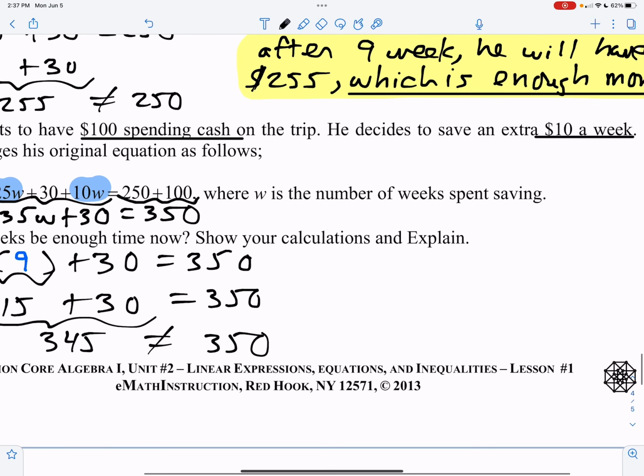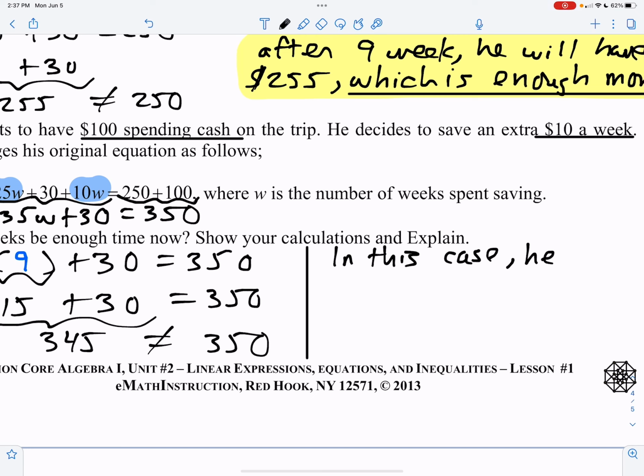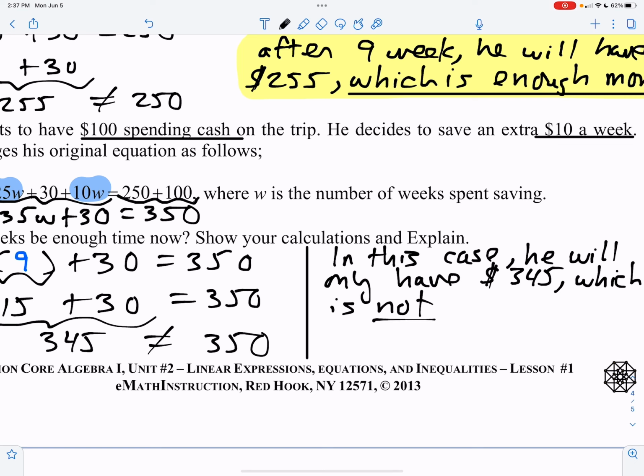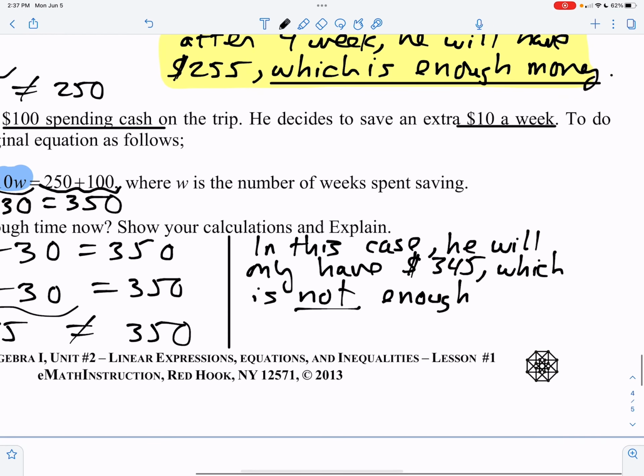So in this case, he will only have $345, which in this case is not enough money, because he needed $350.